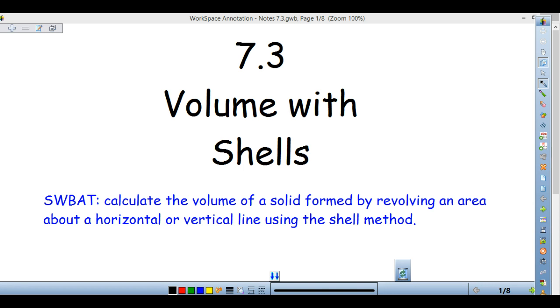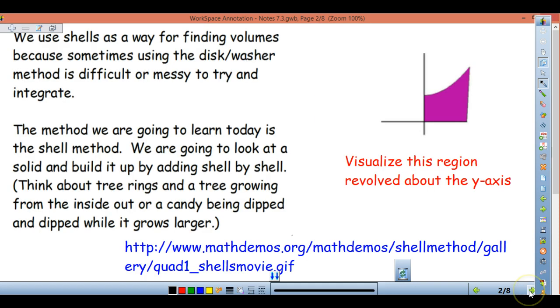The purpose of learning a new method for calculating these volumes is that, due to the nature of the curves you're using for the area that you're revolving, the setup might get kind of messy, or the volume might not be able to be written or calculated using the disk method. So this would just be an alternative to that. To get started, we'll talk about what we mean by shells.